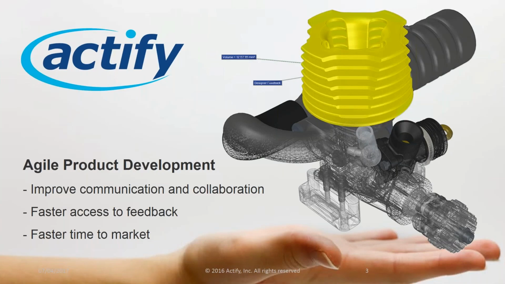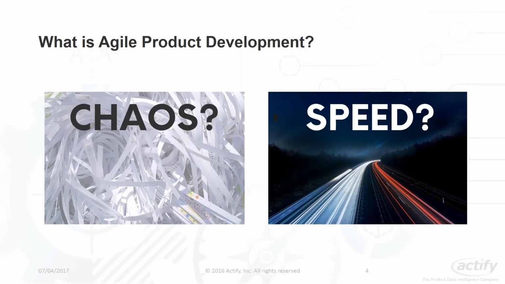Over the next 30 minutes or so, we'll discuss how your organization can enable agile product development and make use of cost-effective CAD viewing software to improve communication and collaboration. This will benefit faster access to feedback and result in faster time to market. So what is agile product development?